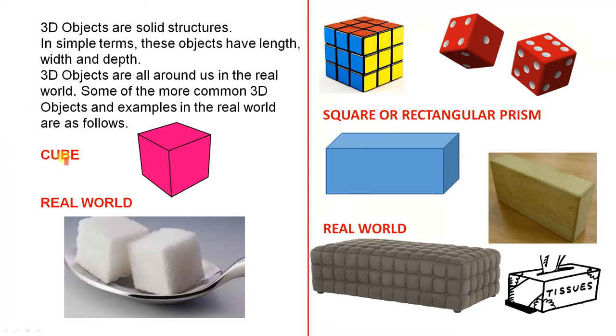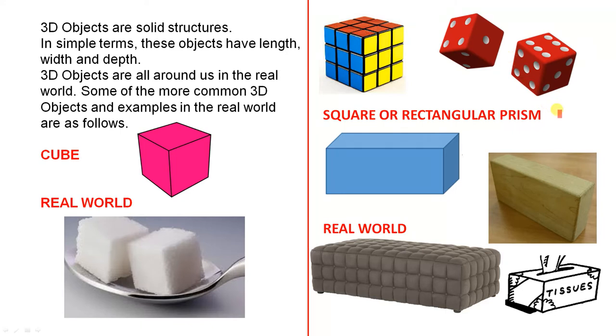One of the most popular 3D objects is the cube. It's a three-dimensional structure where the height, the width and the depth are all the same. In the real world, the sugar cube is a very good approximation of a cube. So too is the Rubik's cube and also the dice that we use in many games.